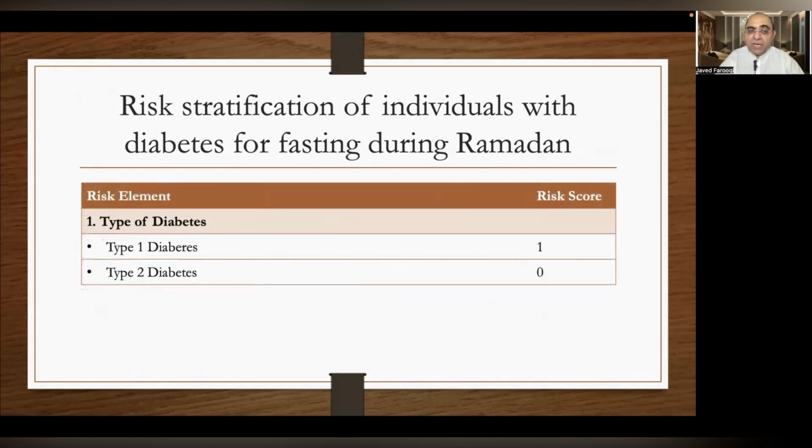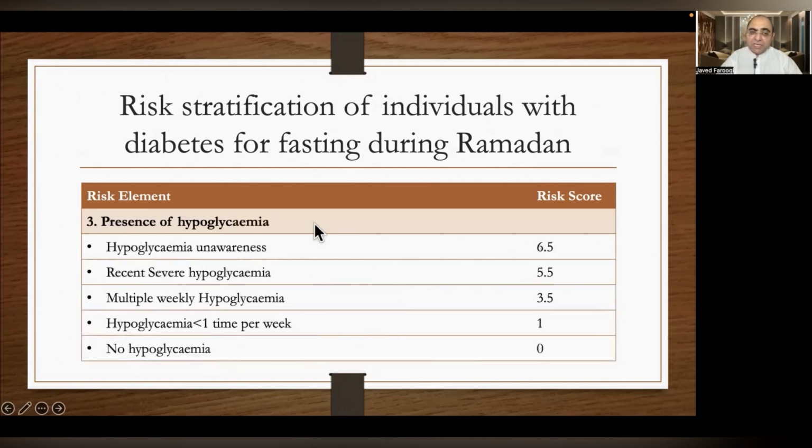First, the type of diabetes. If the patient has type 1 diabetes, he or she is given a mark of 1. It scores 1. For type 2 diabetes, the score is 0. Coming to the second component, duration of diabetes. If diabetes is for more than 10 years, 1 mark is given. And if it is less than 10 years, it is given 0.